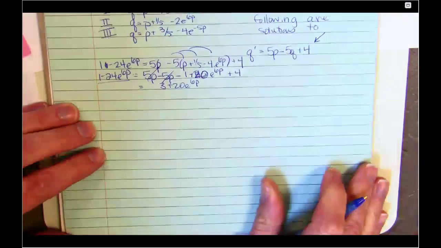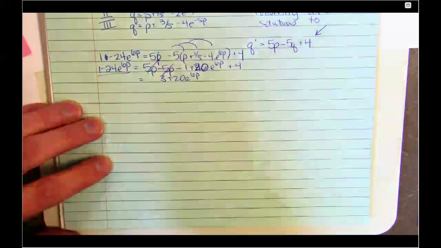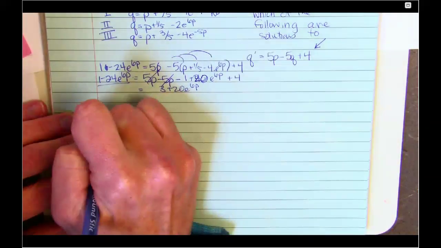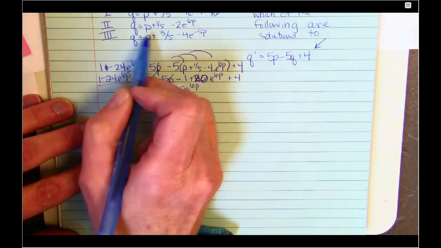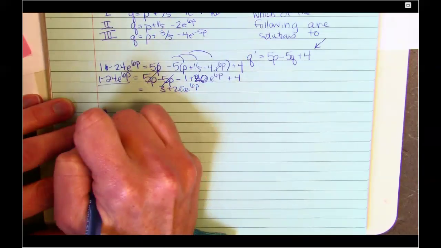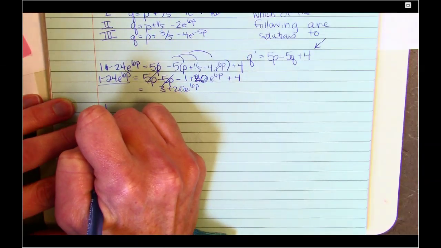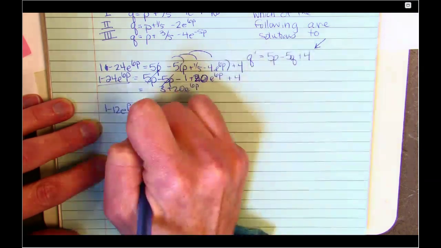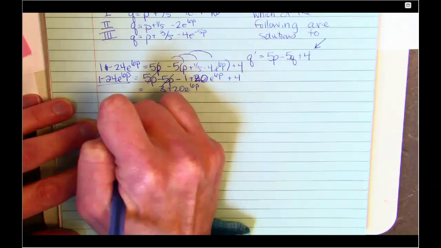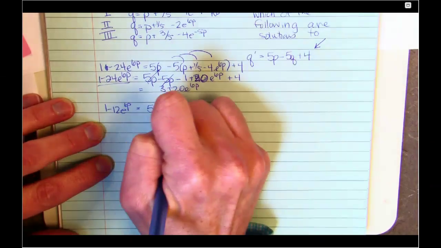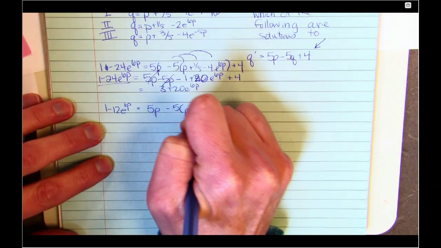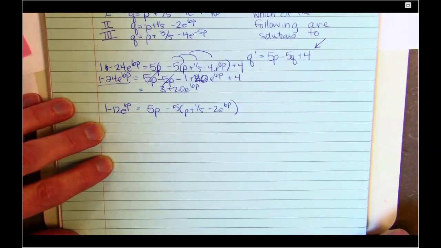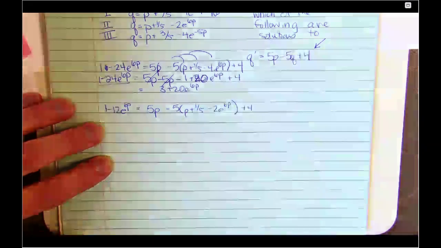So you do the same thing with number 2. Q prime is different on this one. It's going to be 1 minus 12 e to the 6p. Yep, 6p. Then 5p minus 5 times Q, which is P plus 1/5 minus 2 e to the 6p plus 4. Okay, distribute your negative 5.